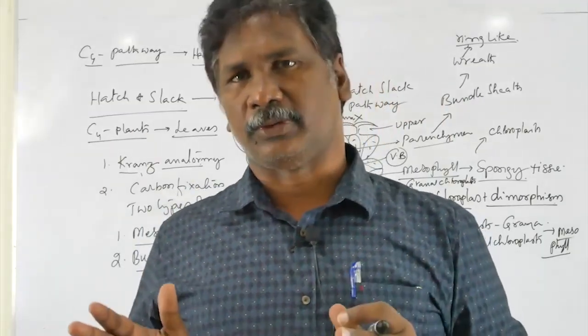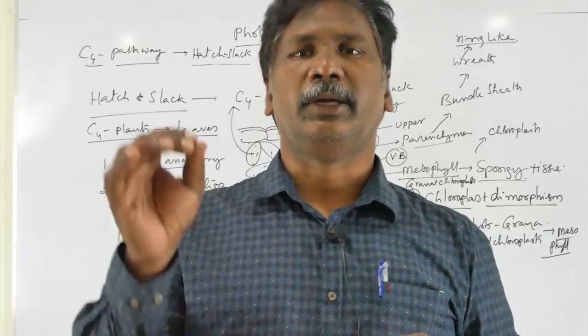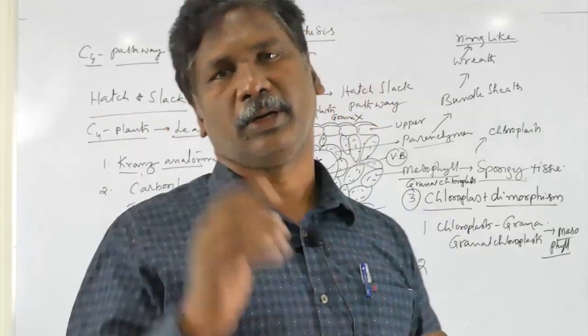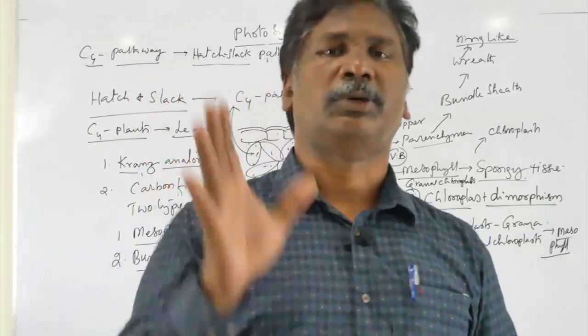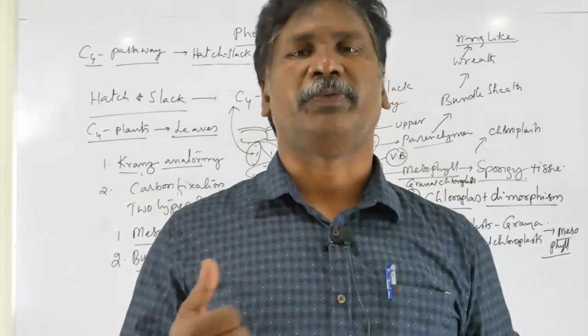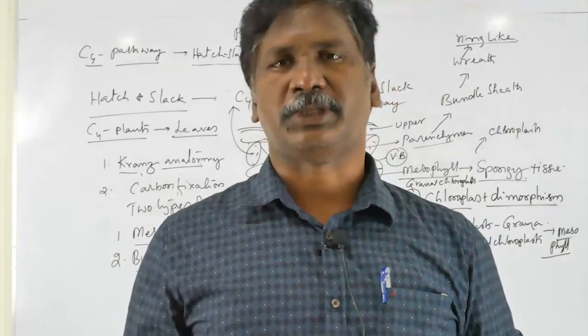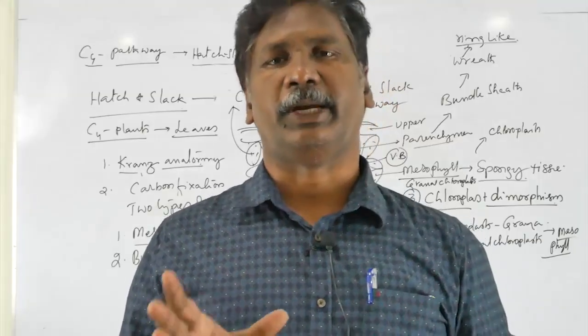It was first discovered by Hatch and Slack in sugarcane. They worked on sugarcane. Most of the monocots undergo the C4 pathway for their carbon fixation, when compared with C3 plants.